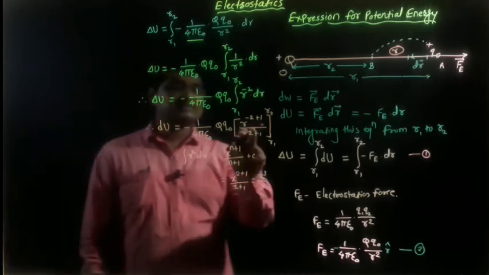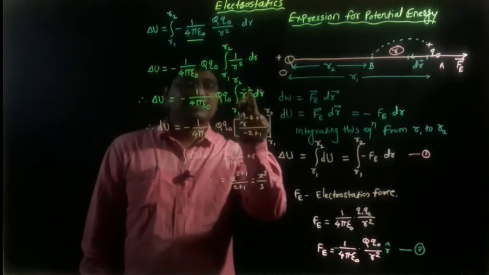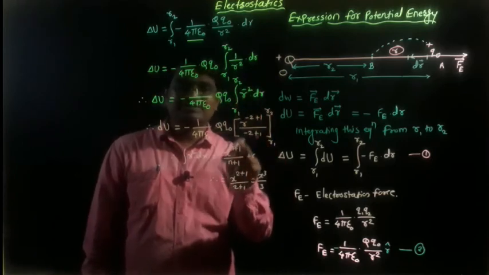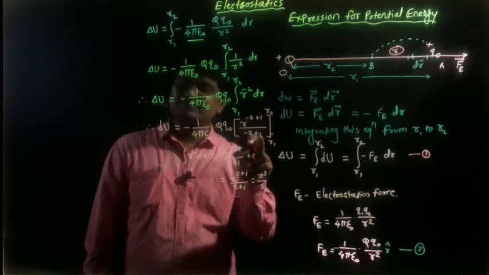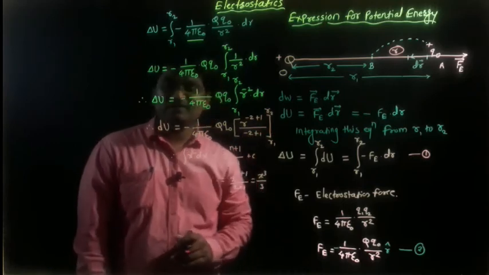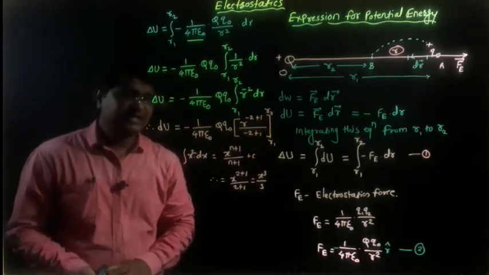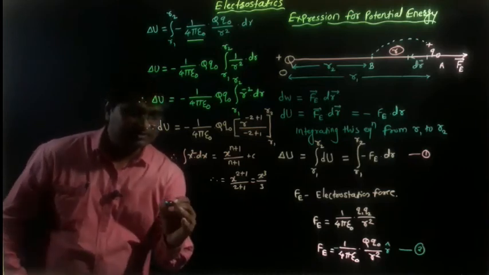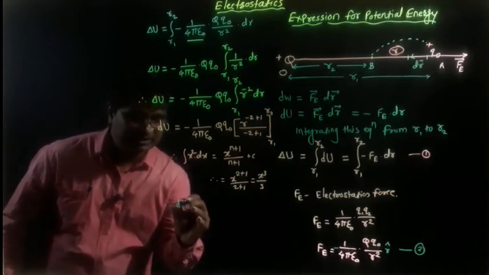Get clear? Same as here, what is the power of r square? Minus 2. So minus 2 plus 1, n plus 1. Minus 2 plus 1 divided by n plus 1, it means minus 2 plus 1. Get clear? So it means that we can write the same expression for change in potential energy du.